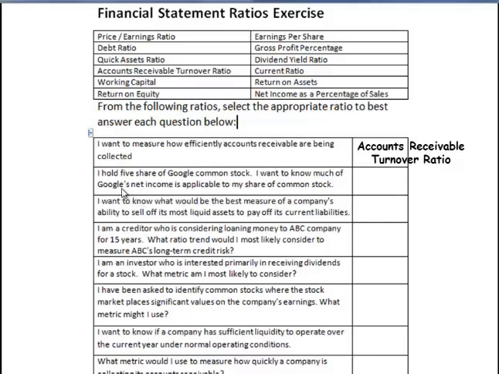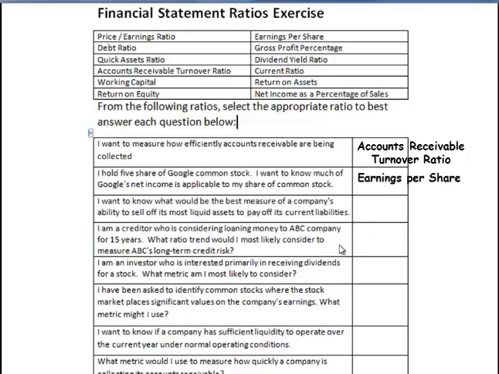Okay, now the second item is I hold 5 shares of Google common stock. I want to know how much of Google's net income will be applicable to my share of common stock. And again, what I'm looking for is something that measures net income divided by my share of common stock. And in this case, the correct ratio would be earnings per share.